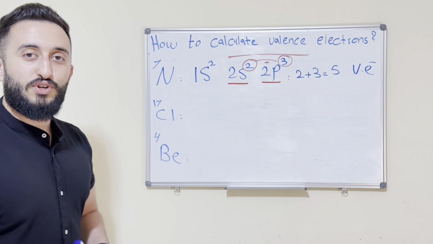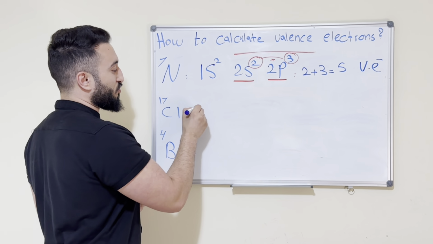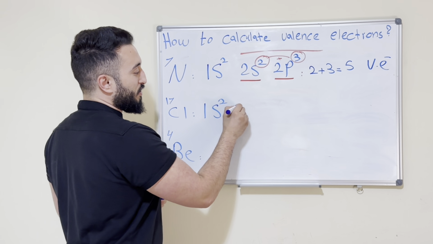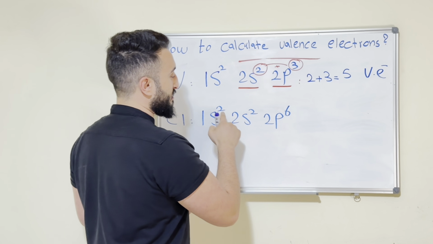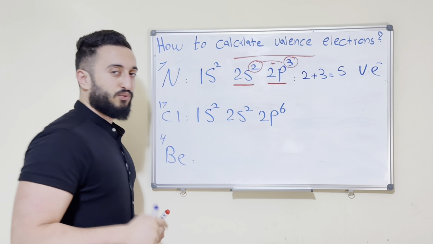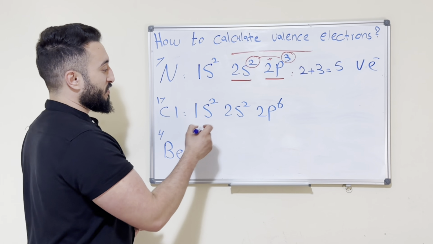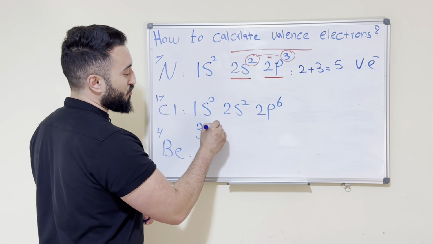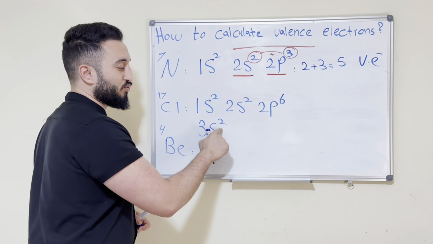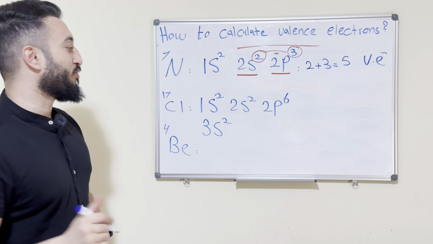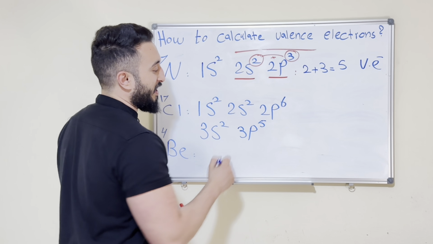So let's try to calculate the valence electrons of chlorine 17. Start with the electron configuration. 1s2, 2s2, now we filled 4, so 2p6. 2 plus 2 equals 4, plus 6 equals 10 out of 17. So we need to fill 7 more electrons. So the next orbital will be 3s2. Then 2 plus 2 equals 4, plus 6 equals 10, plus 2 equals 12. So still 5 more. So the next orbital, which is 3p, can hold the 5 electrons.